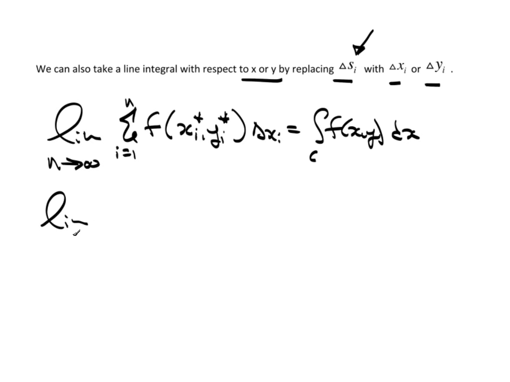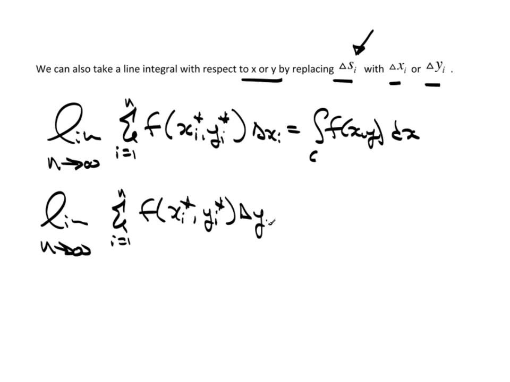And likewise, if I take the limit as n goes to infinity of the sum i equals 1 to n of f of x_i star, y_i star, delta y_i, now I'm taking it with respect to y, this would be the integral over the curve of f of x, y, dy. So this is just really a matter of what it is I'm taking the integral with respect to.